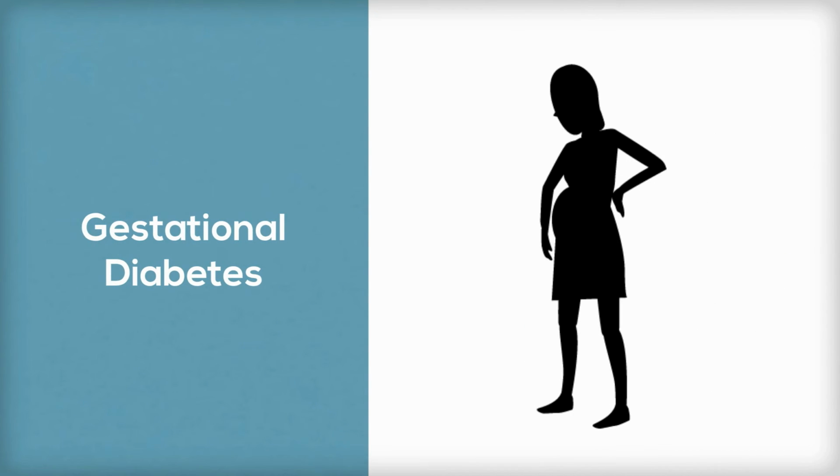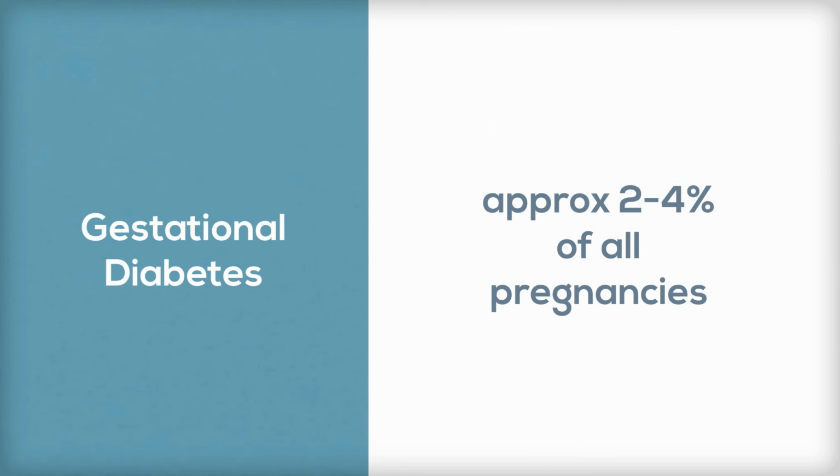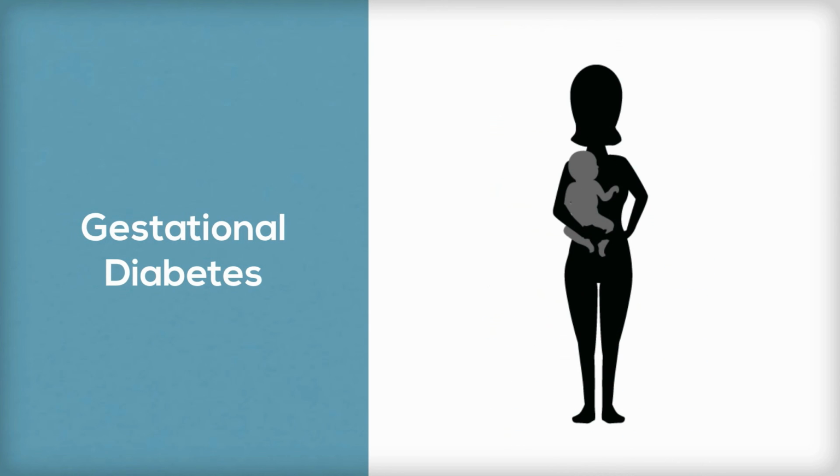Gestational diabetes is the third form of diabetes and is usually a temporary condition that occurs during pregnancy. It affects approximately 2 to 4% of all pregnancies, although rates are higher in First Nations populations. Gestational diabetes is associated with an increased risk of both mother and child later developing diabetes.